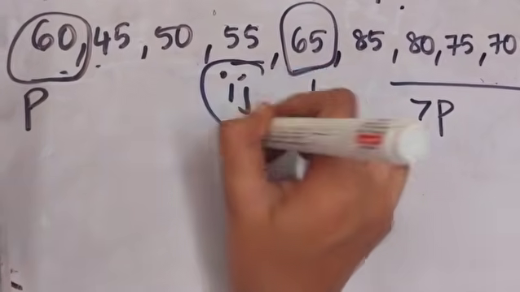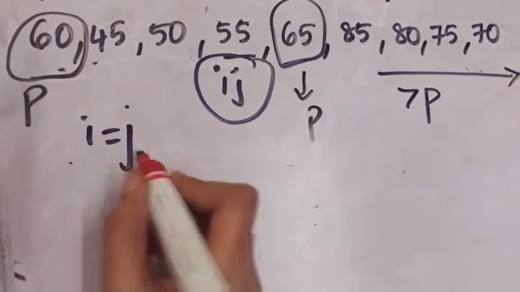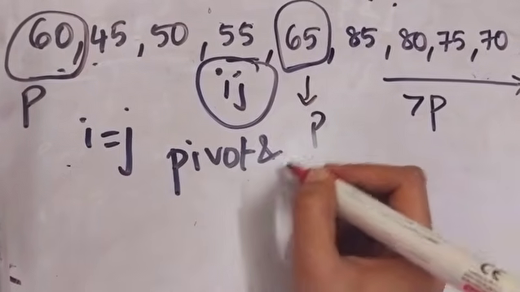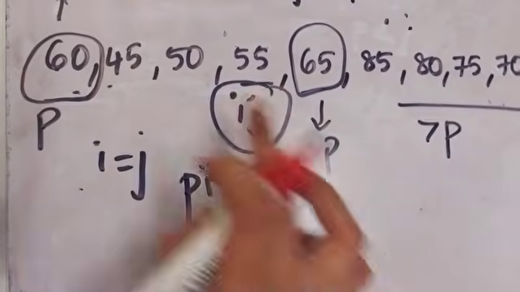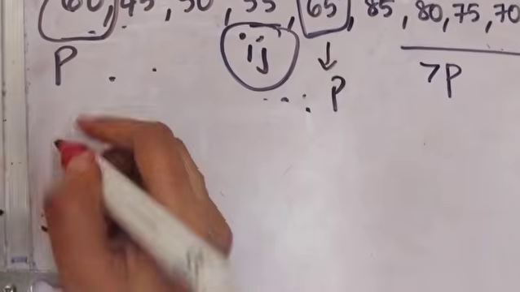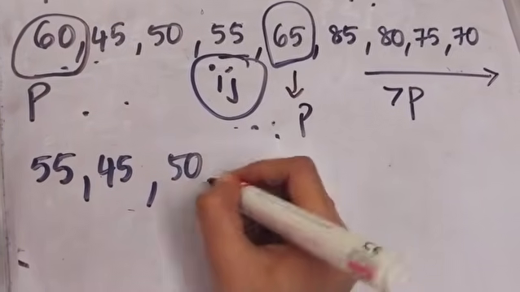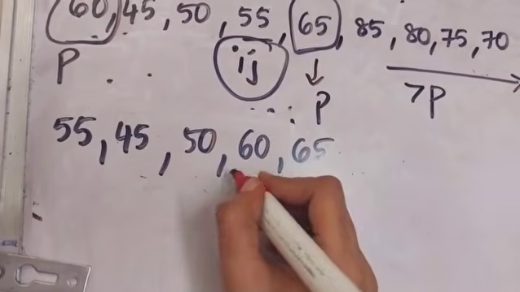Now whenever we encounter something like this, what do you have to do? Whenever I is equal to J, you have to swap pivot and J. So what is my J? 55. Pivot is my 60. So swap it. After swapping I get 55. Okay, these two are sorted now.